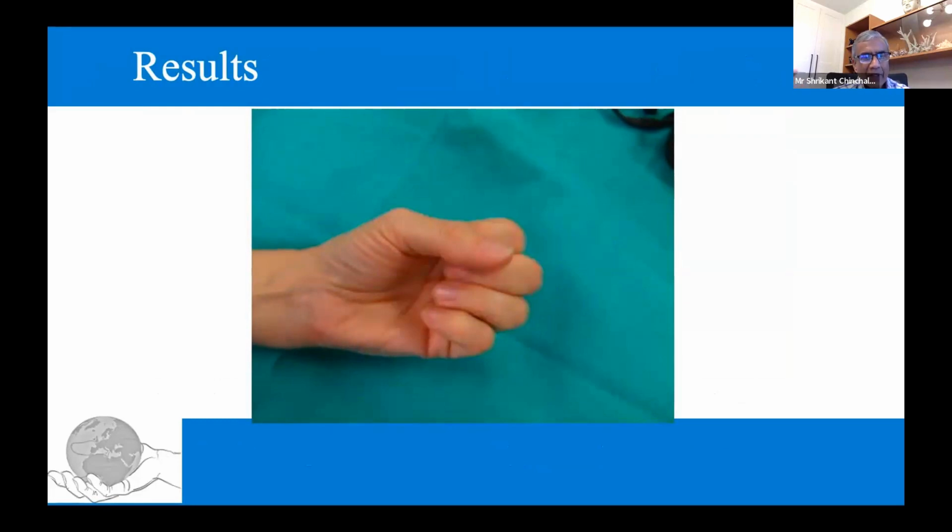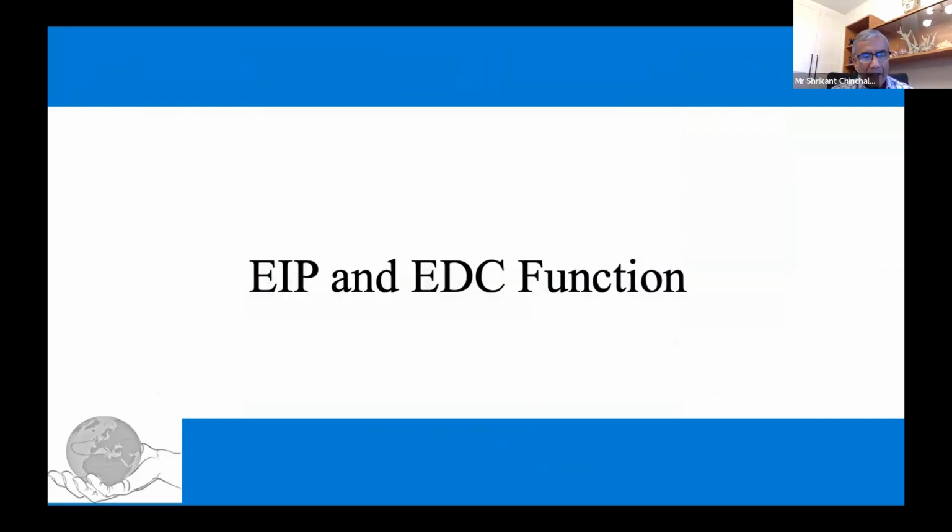distal. But if it is zone 5 proximal, and there are multiple tendons involved, then the management should be different. But very interestingly, you would see that extensor indicis proprius and EDC are at times repaired as one tendon. And in my opinion, we should avoid repairing both these tendons together. They need to be repaired separately.